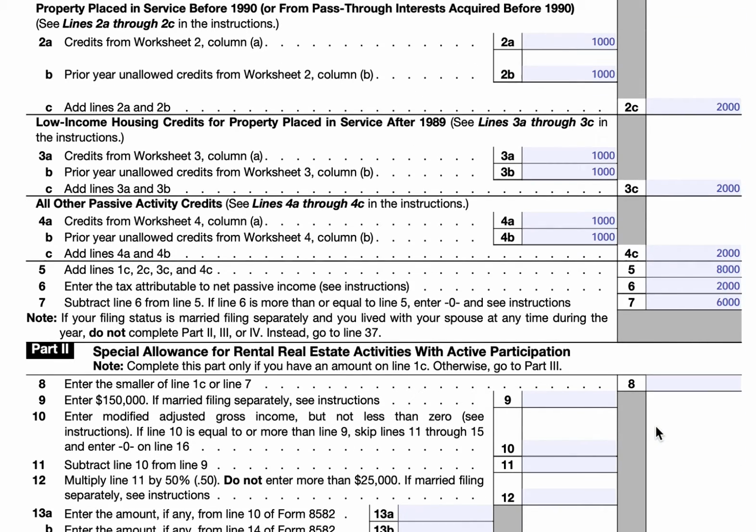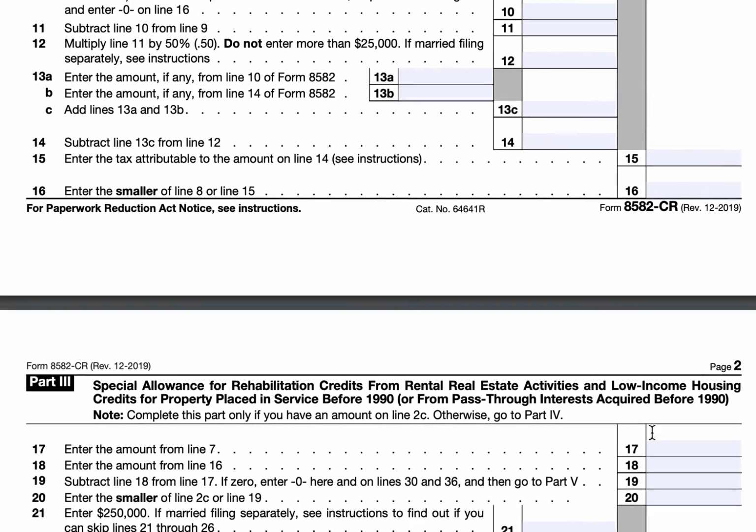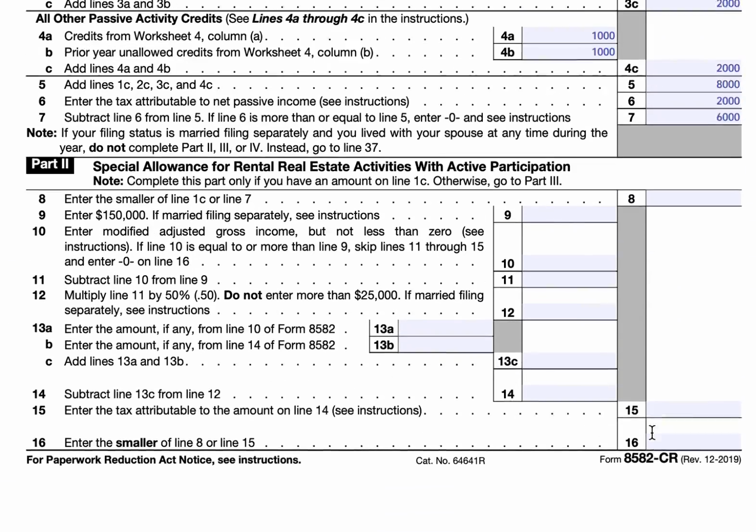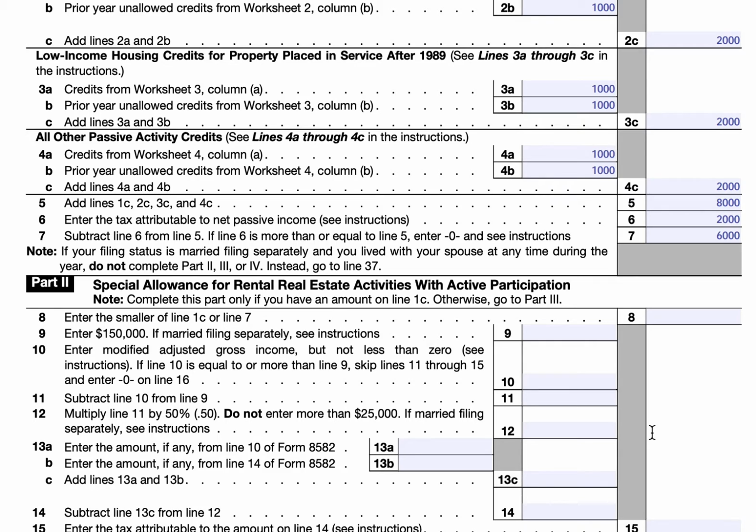But that is not the case, so we need to complete parts 2, 3, and 4 simply to account for all of these special allowances. Now, if you are a married taxpayer filing a separate return from your spouse, if you lived apart from your spouse at all times during the tax year, you can go ahead and proceed through part 2, 3, and 4 as applicable. However, married persons that are filing a separate return who live with their spouses at any time during the tax year are not eligible to complete part 2, part 3, or part 4.